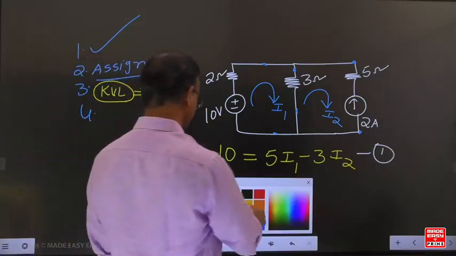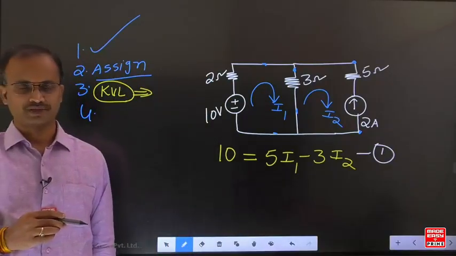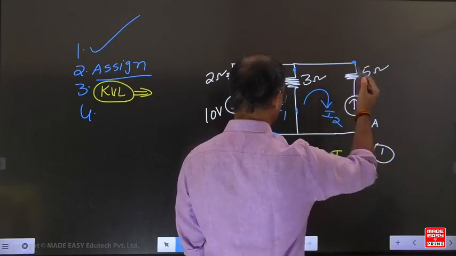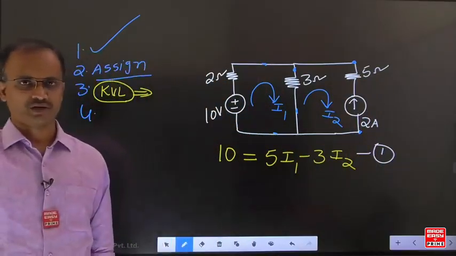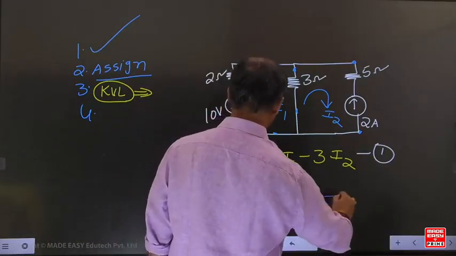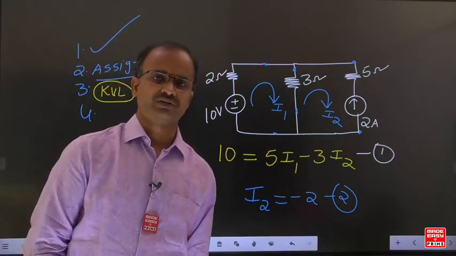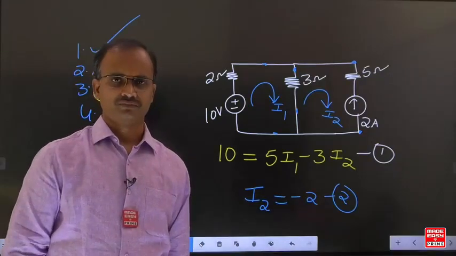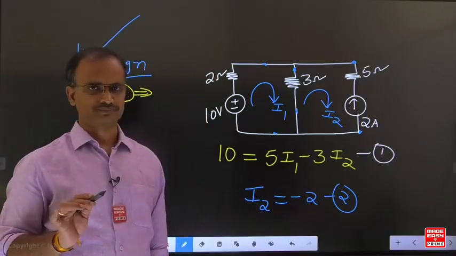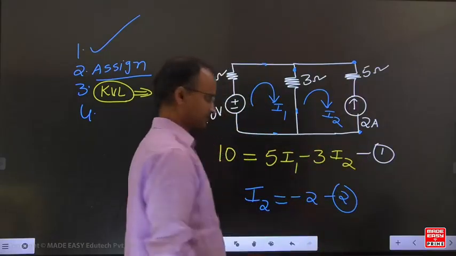Now come to loop 2. Corresponding to loop 2, I2 is acting downwards, but the 2 ampere source is acting upwards. Both are in opposite directions. Opposite means I2 is equal to -2. Whenever a current source is given in the question, there is no need to develop any equation. For this example, I2 is downwards but 2 amperes is upwards, opposite direction, so -2.